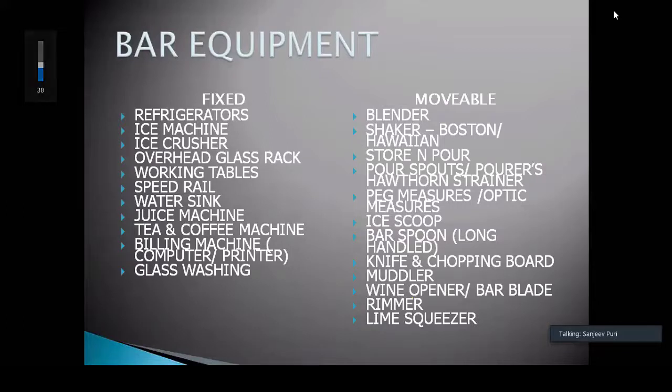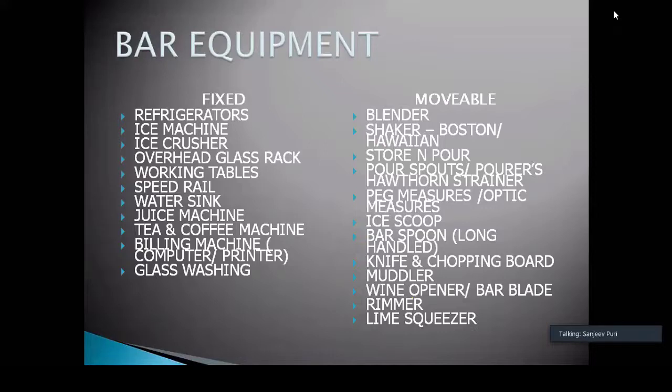Then we have the second movable equipment. There are a lot of drinks that are going to be prepared, and we have shaken drinks also. This is one of the cocktail shakers. It has got three parts: one is the glass, second is the strainer, and third is the lid. This is the Hawaiian Shaker, very easy and very commonly used.